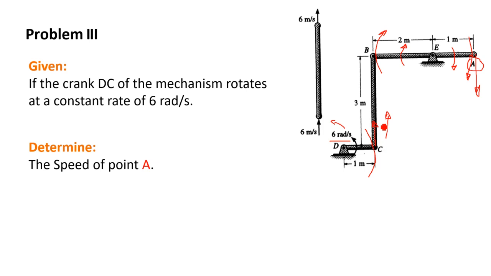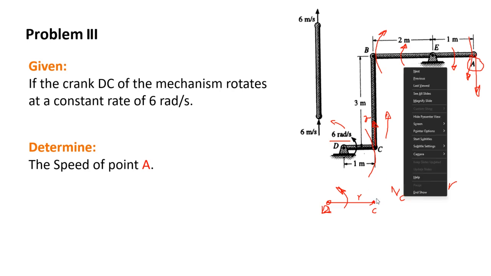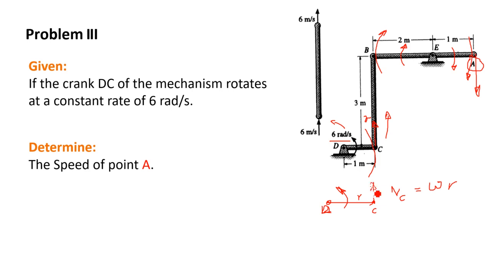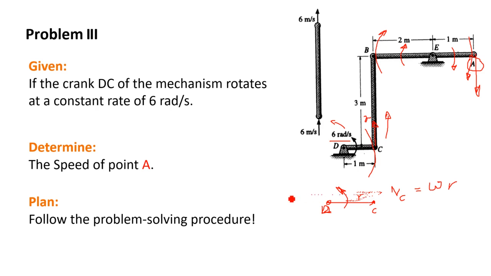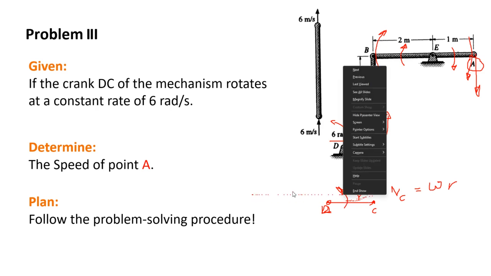First, we can find this velocity very easily. If I take the length DC alone, there's the DC link, and it has the omega and an R value of 1 meter. So I can find that the VC is equal to the omega value multiplied by the R. The R is 1, the omega is 6, so it's going to be 6 meters per second, the velocity we're going to have at that point. So we're going to follow the procedure and try to find the answer for that.